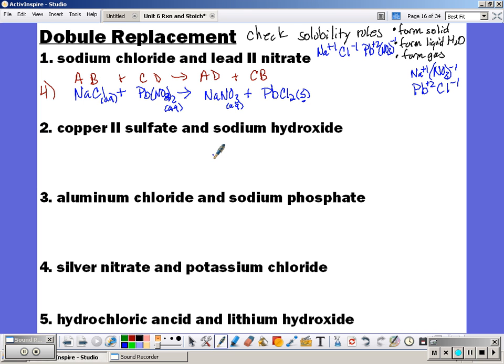I like to start with the polyatomics first. 2 NO3s, 1 NO3. So I'm going to multiply by 2. That gives me 2 sodiums. So over here I multiply by 2. That gives me 2 chlorines and 2 chlorines. So we're balanced.